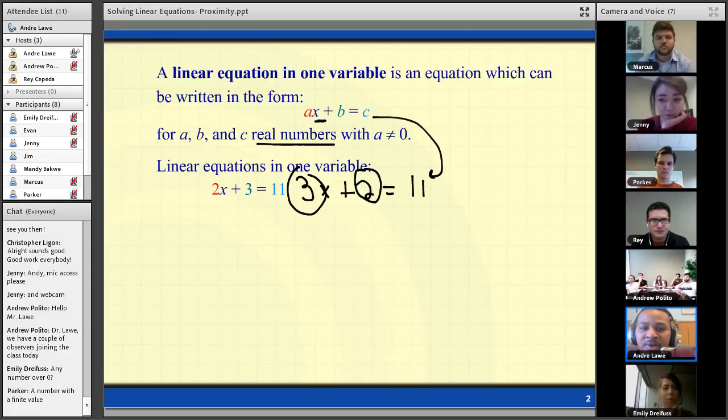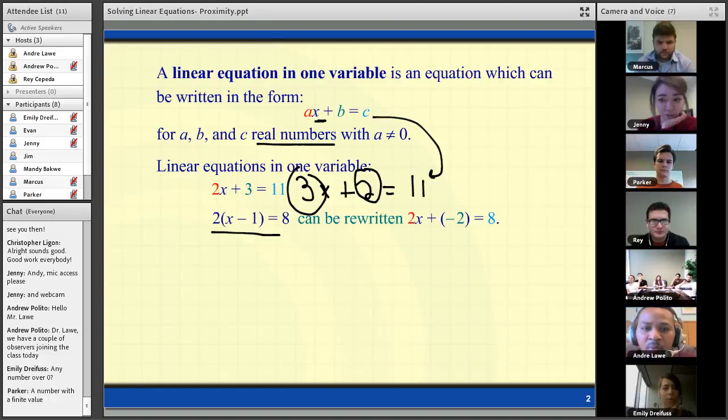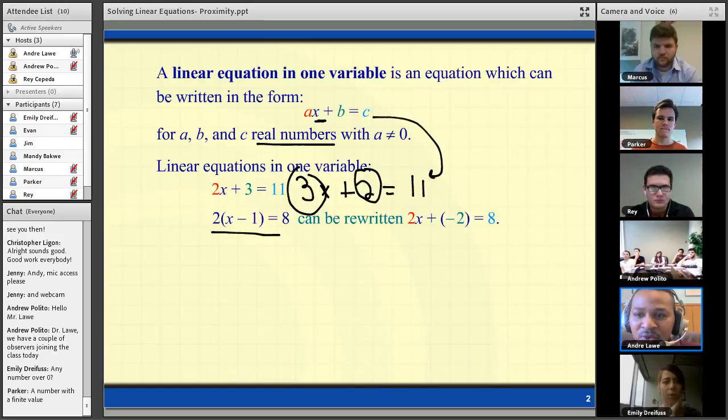So that's the standard form of our linear equations when we include one variable. And there's another example. We have 2 times (x minus 1) plus 3 equals 11. This one is not in the standard form, but we have a property that you should be familiar with that we could use to simplify the expression on the left: 2, and then what we have in parentheses is x minus 1.